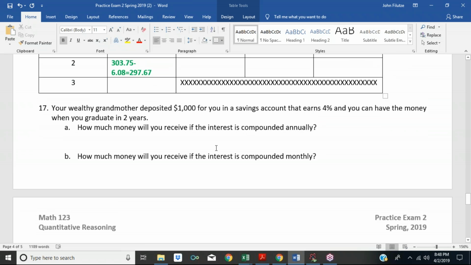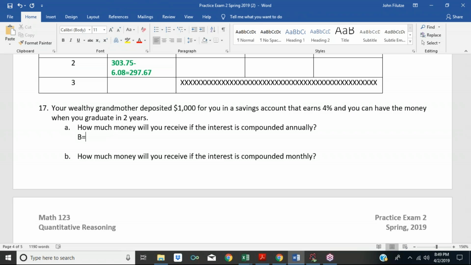Number 17, your wealthy grandmother deposited $1,000 in a savings account, earning 4%, and you can have the money when you graduate in 2 years. How much money will you receive if the interest is compounded annually? So again, on the back of your formula sheet, it has the balance. So the annual one is going to be the one where it says balance equals principal times 1 plus the rate to the time power. If it's not annual, if it's monthly or weekly, it's going to be the one below that that has the number of compoundings each year in the formula.